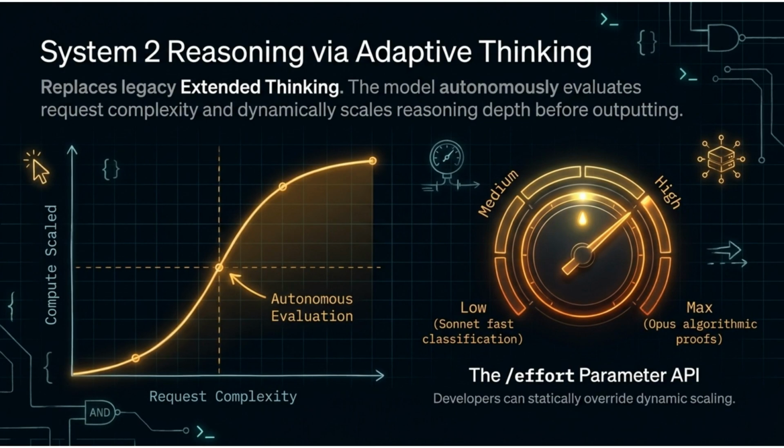System 2 reasoning is achieved via adaptive thinking, replacing legacy extended thinking. The model autonomously evaluates request complexity and dynamically scales reasoning depth before generating an output. This is managed using the /effort parameter API.